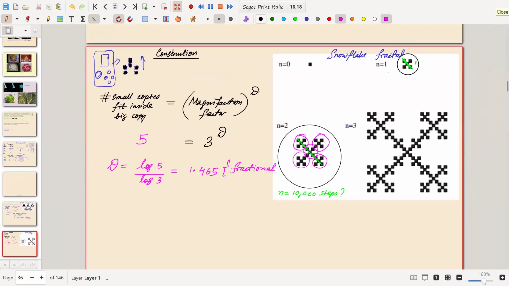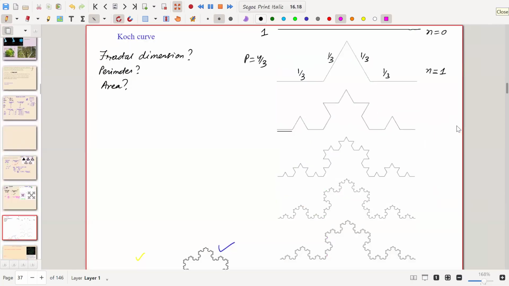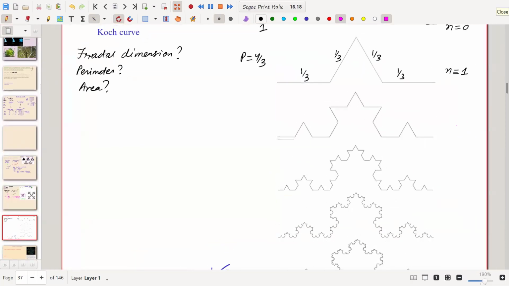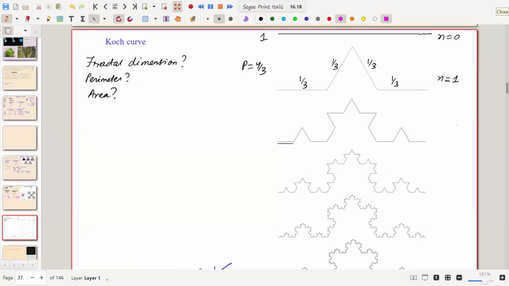So you can see how to compute the dimension of this fractal. Fine. Anyway, this is another fractal I want to introduce.